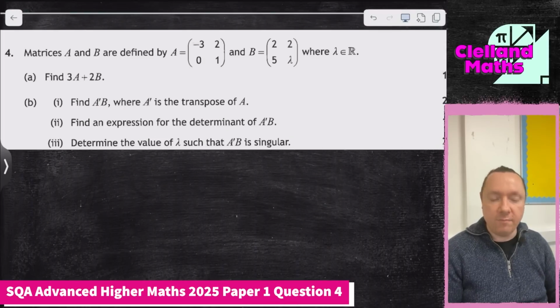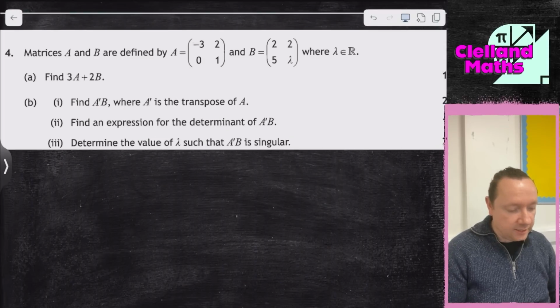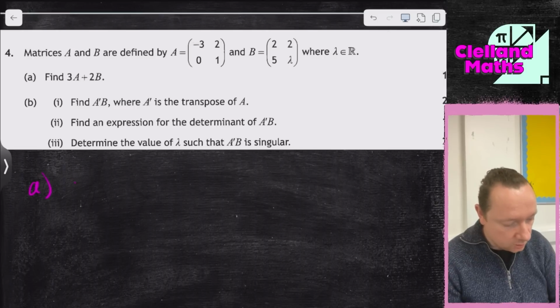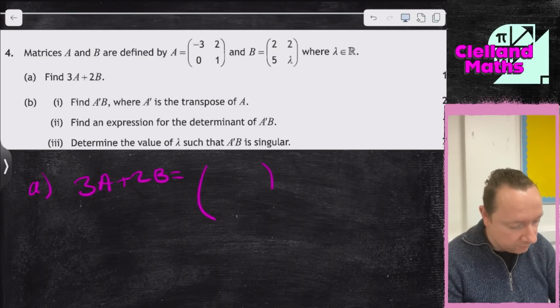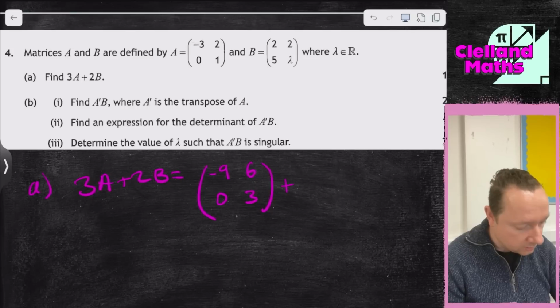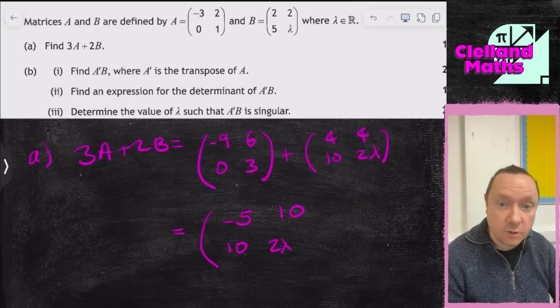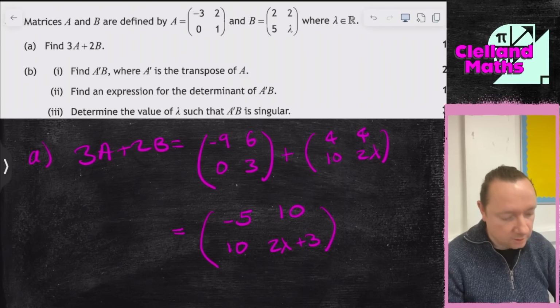Advanced Higher Maths 2025, Paper 1, Question 4. Matrices A and B are defined as this. Find 3A plus 2B. So a little bit of matrix work. Multiplying everything in A by 3 gives me minus 9, 6, 0, and 3, plus 2 2's is 4, and 10, and 2 lambda. Adding them together, just add each individual term. Minus 9 add 4 is minus 5, 6 add 4 is 10, 0 add 10 is 10, and you get 2 lambda plus 3. And that's part A done.